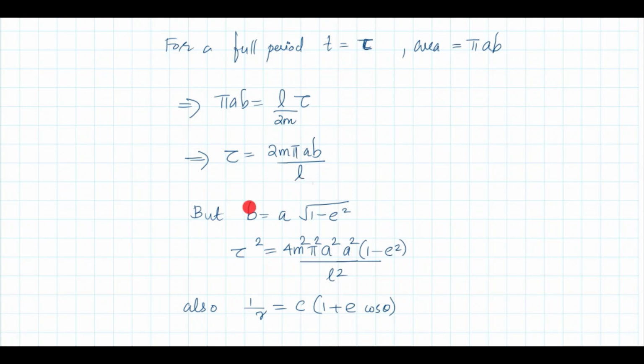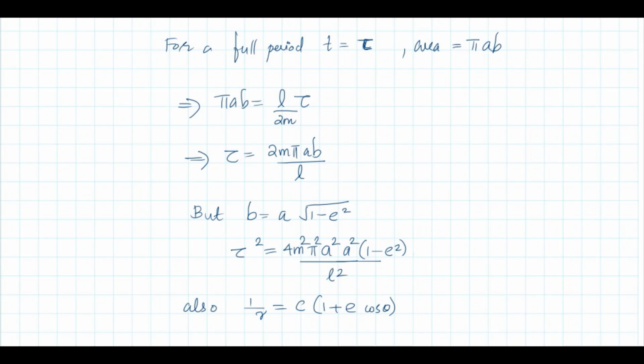But for an ellipse, the semi-minor axis b is equal to the semi-major axis times the square root of 1 minus e squared, where e is the eccentricity. This is the standard equation from conic sections: b equals a times root of 1 minus e squared. Substituting here, you will get tau squared equal to 4 m squared pi squared, a squared, and b squared becomes a squared into 1 minus e squared, divided by L squared.